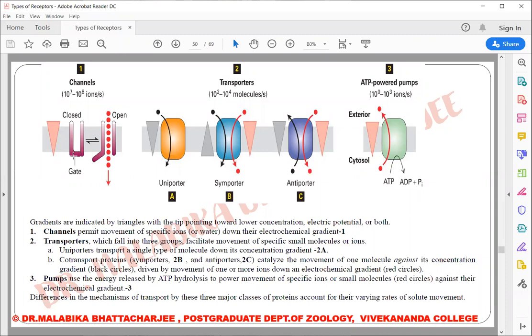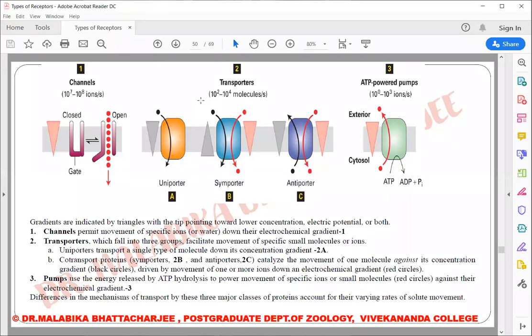So only when the calcium is needed, from the ER lumen of the endoplasmic reticulum, the calcium comes out into the cytoplasm. So there are calcium channels on the surface of the membrane of the ER. Right, and those channels are gated channels. Normally they remain closed. Whenever there is a need for calcium, the channels open and the calcium comes out. So there are channels.